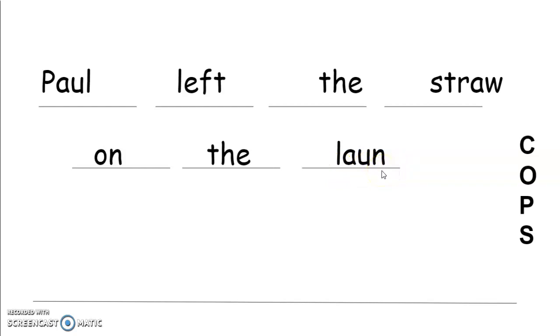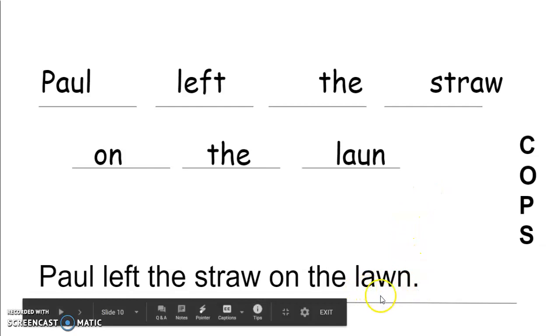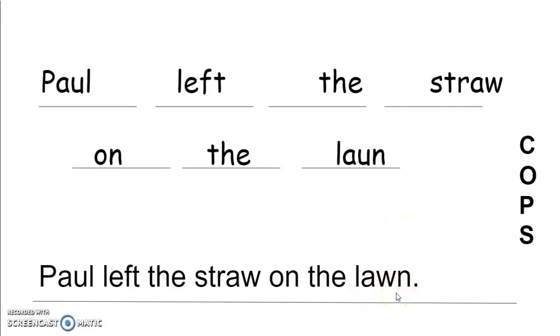So since this word has an N that follows the aw sound, I think I'm going to change that to AW. I think that looks right if I change it to AW. Let me show you my rewritten sentence. Paul left the straw on the lawn. I corrected my period, and I know for sure that that looks right now. Please correct your sentence too, and make sure that you have your final sentence written down on your paper. Good job, everybody.